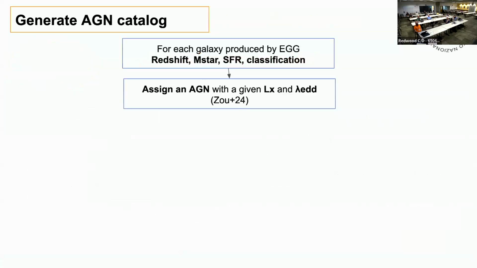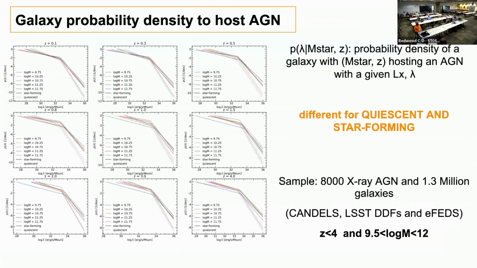For the AGN part, we start by painting AGN on top of the galaxies. And for this, we start basically from the X-rays. So we start by adding accretion rates to the galaxies using observational results. So this is the probability.